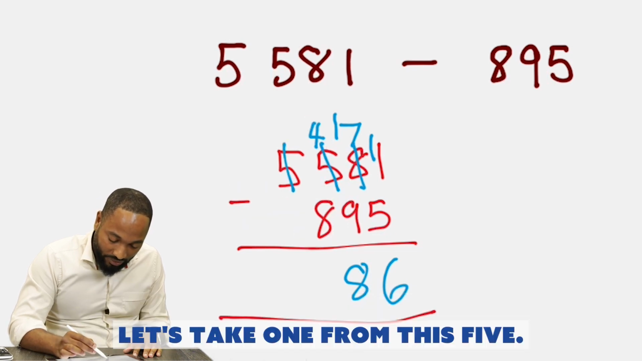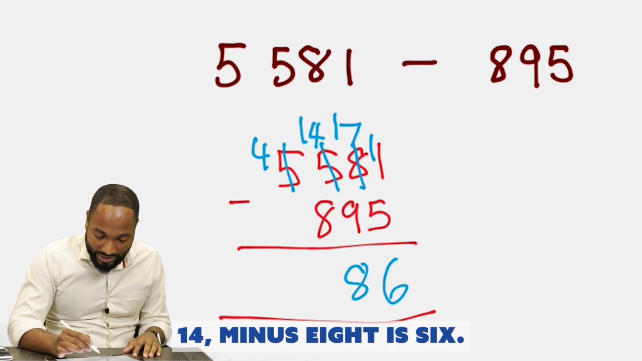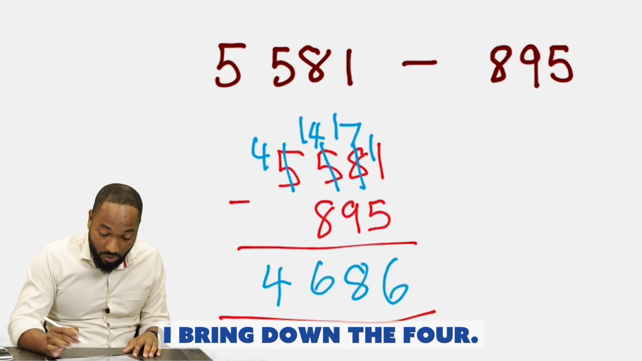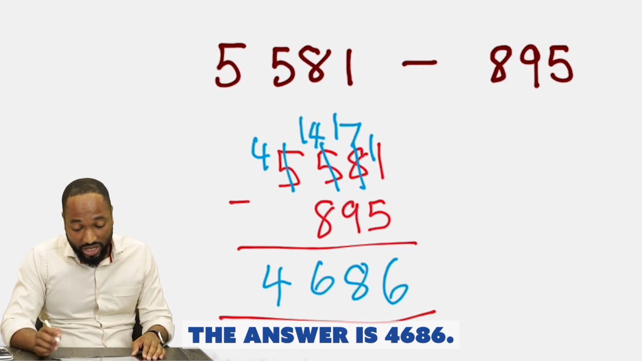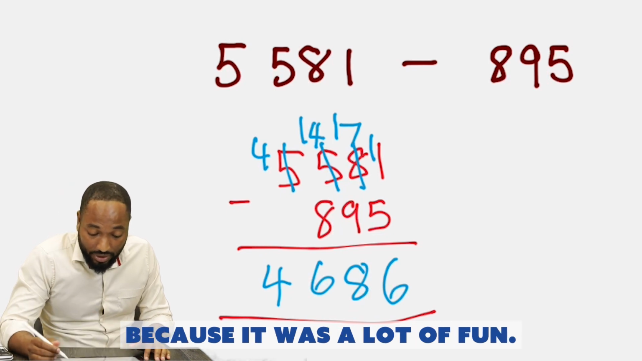Let's take 1 from this 5. It becomes 4. I'll bring across this 1. It's 14 minus 8 is 6. I'll bring down the 4. The answer is 4,686. I hope you paused the video and attempted this one for yourself because it was a lot of fun.